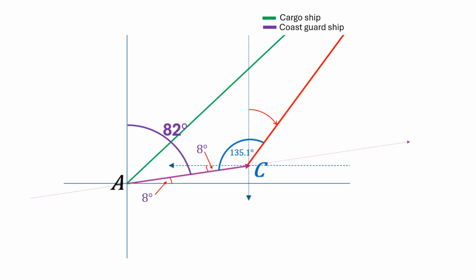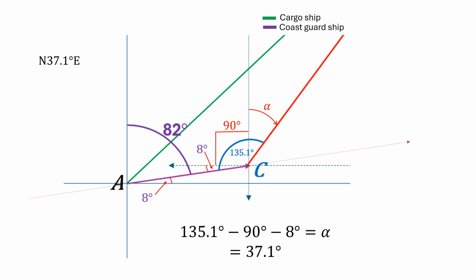And we just found out that angle C is 135. So we need to find alpha, that angle there. We've got that 8-degree angle, and we know that this angle right here between the x-axis and the y-axis is 90 degrees. So alpha is going to be 135 minus that 90 degrees minus that 8 degrees, and then we would have alpha. So that's what we end up with. Alpha is 37.1 degrees, and therefore the answer to the problem is north 37.1 degrees east for the bearing that the Coast Guard ship should follow to get to the cargo ship.